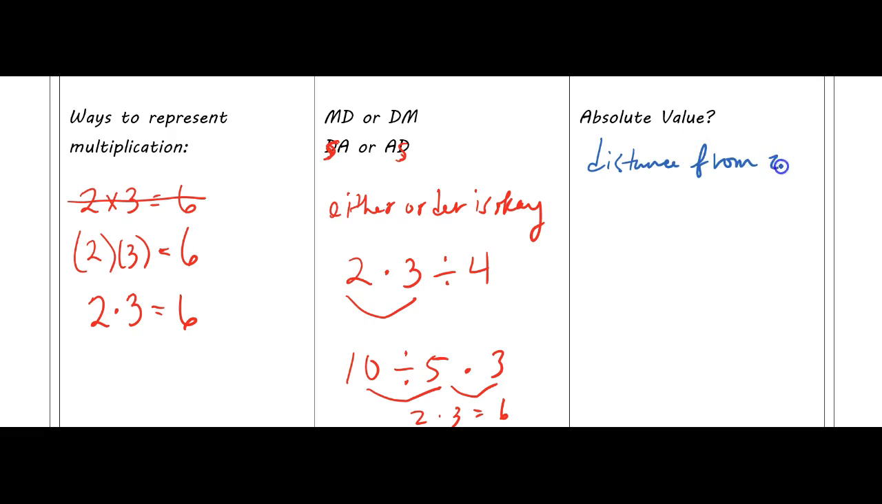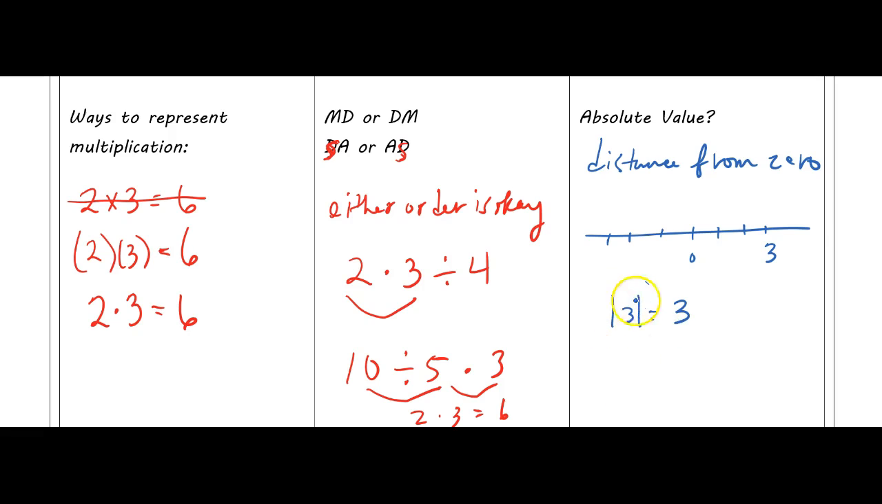Distance from 0. On a number line, let's say that there's 1, 2, 3, 1, 2, 3. If I were to ask you for the absolute value of the number 3, that would be written like this, the absolute value of 3. This is literally asking you how far away is 3 from 0. So the answer would just be 3.